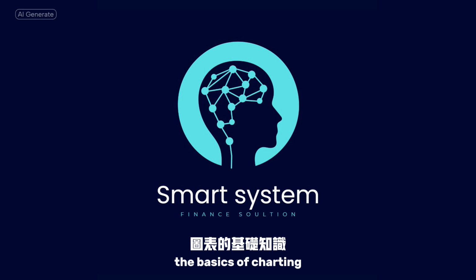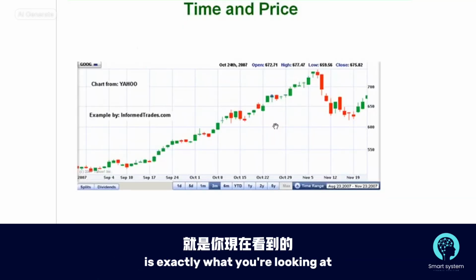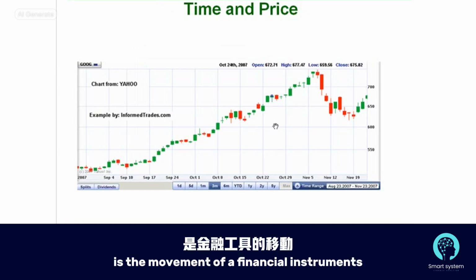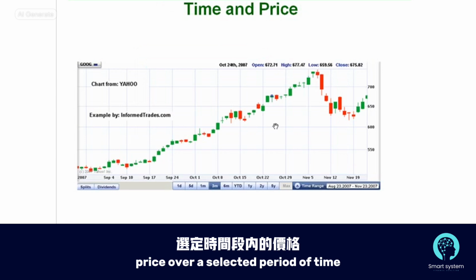The basics of charting. The first thing it's important to understand when looking at a price chart is exactly what you're looking at, and very simply, what you're looking at when you pull up a chart is the movement of a financial instrument's price over a selected period of time.